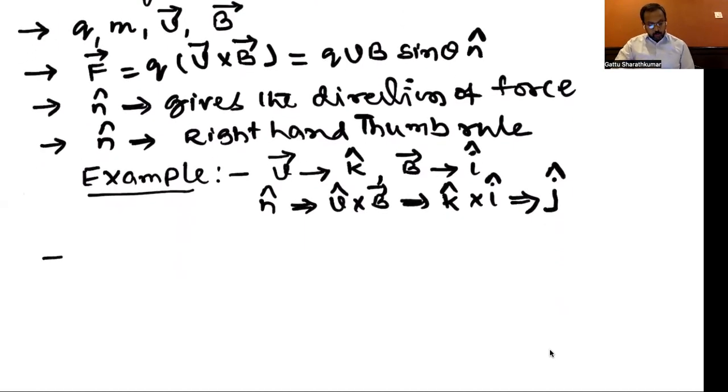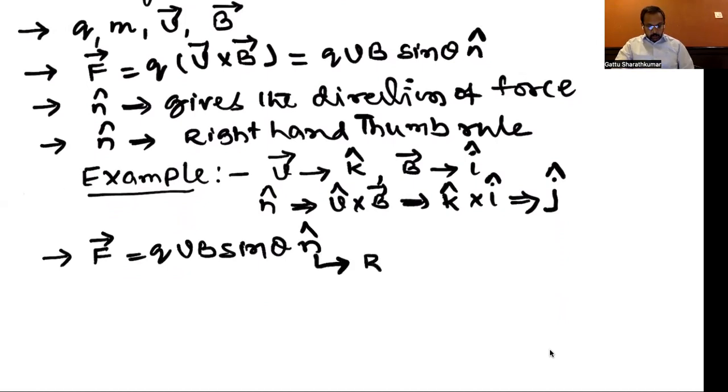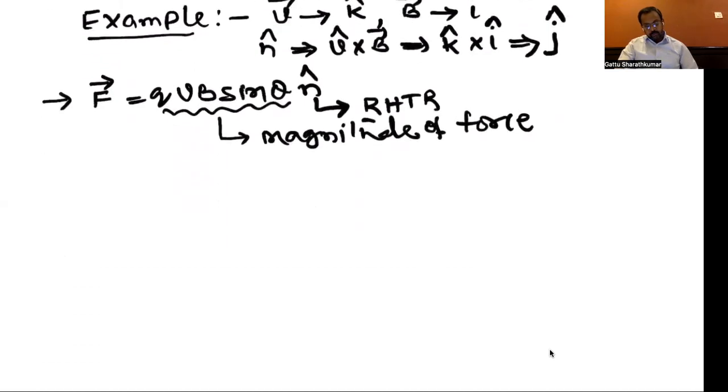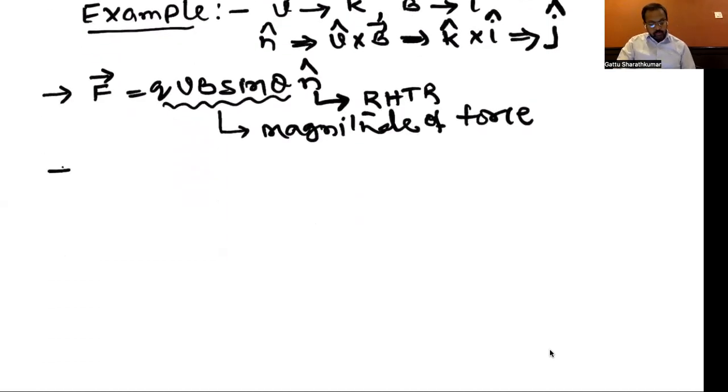So basically the force we can take as F bar is equal to qvB sin theta into n cap. As n cap direction is found using the right-hand thumb rule, we can find the direction of n cap, and this part will give you the magnitude of force. So let us try to examine this magnitude of force, qvB sin theta.